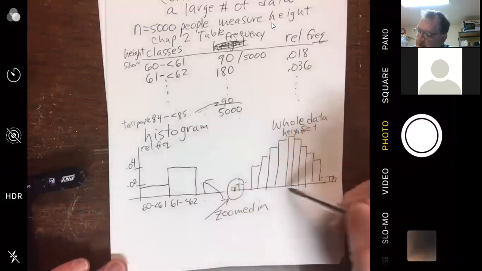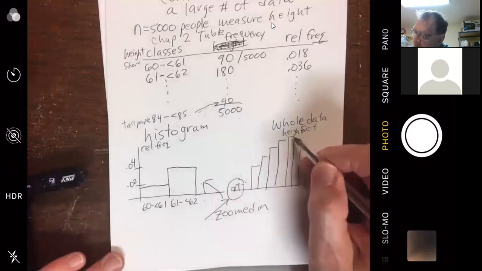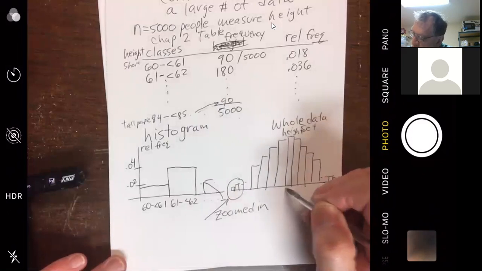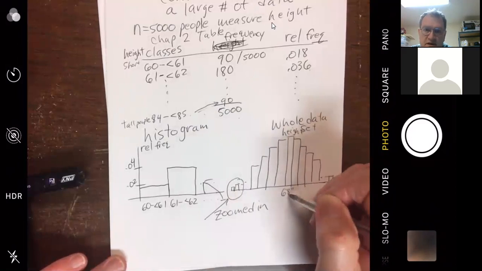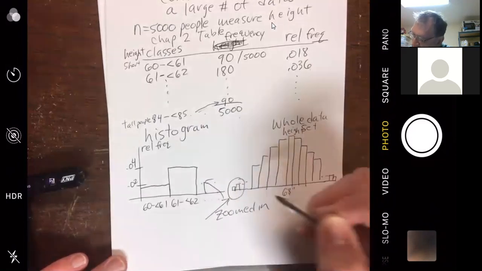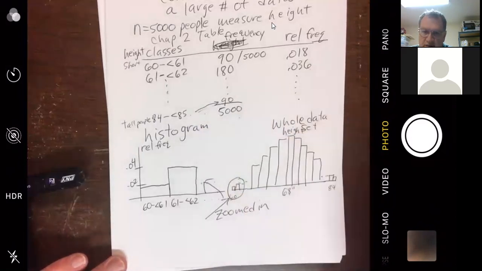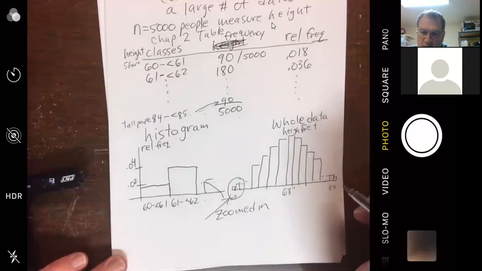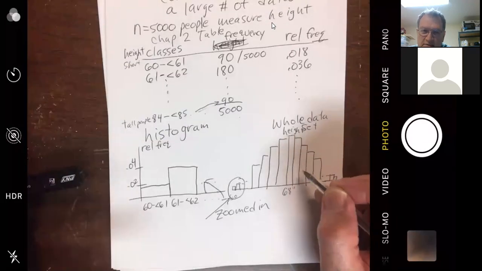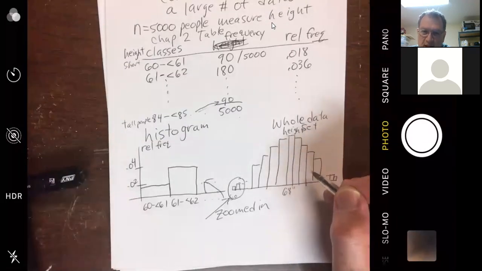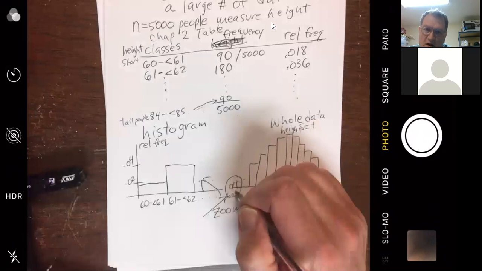Average height's probably 5'8", which is like 68 inches. So most people are around average height, around 68 inches. This is back to 60 inches or so, 60 to 61. Over here, you're at 84 inches, say, 7 feet tall. But the bars look like this. Height is symmetric. It just means there are as many people 7 feet tall as there are 5 feet tall, roughly.